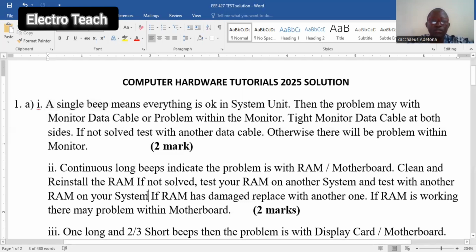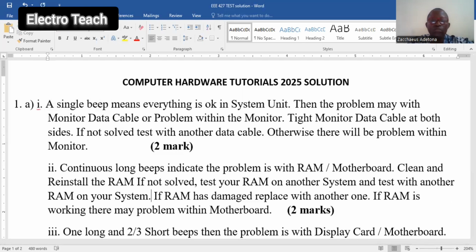If another RAM is not available, then you may not be able to proceed. If you test your own RAM on another system and it doesn't work, you need to get another RAM and test it with your own system, to see whether the problem will be resolved. That means the RAM has been damaged, so you can replace it with another one. But if the RAM is working well, there may be a problem within the motherboard. The motherboard may need to be checked. Sometimes maintenance of the motherboard may resolve the matter. By cleaning the motherboard thoroughly, you may be able to resolve the problem.